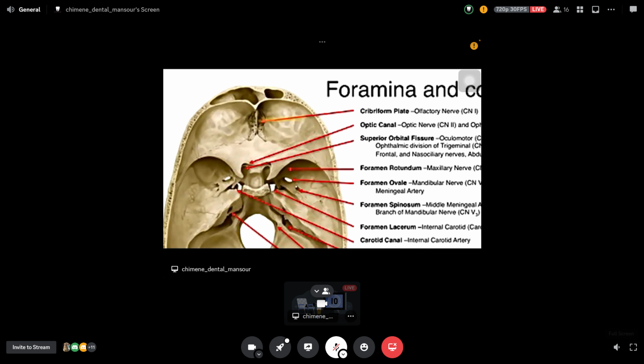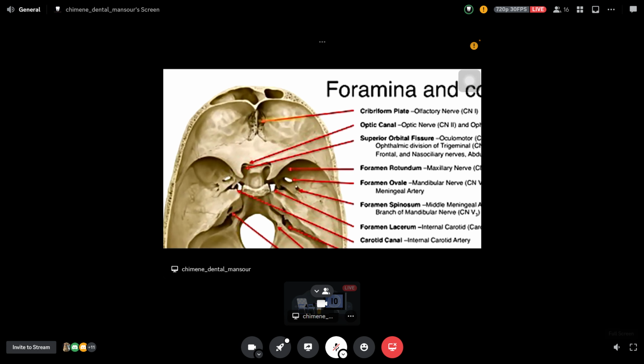Here you can see our famous bone, the sphenoid bone, right? Here you can see this kind of cellular structure. It is the sella turcica, right? And in the posterior part of the sella turcica, it is the dorsum sellae. So let's get started further on.